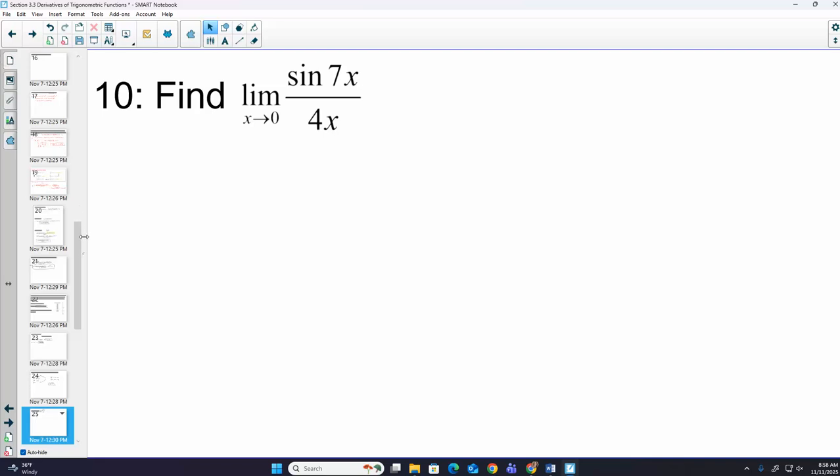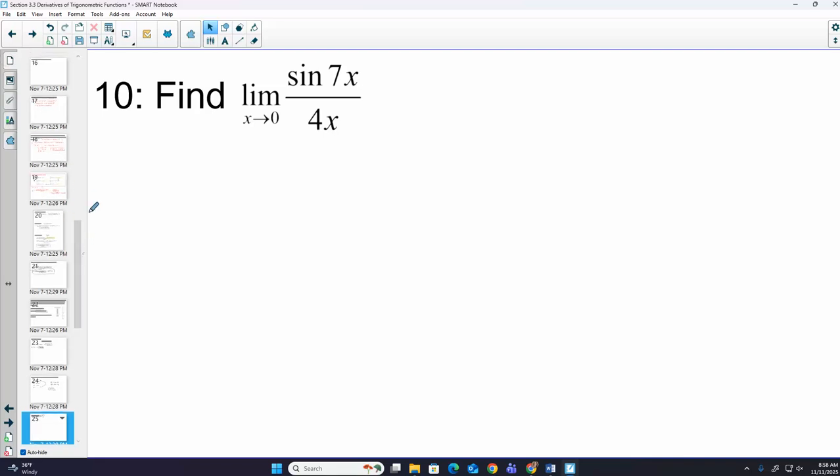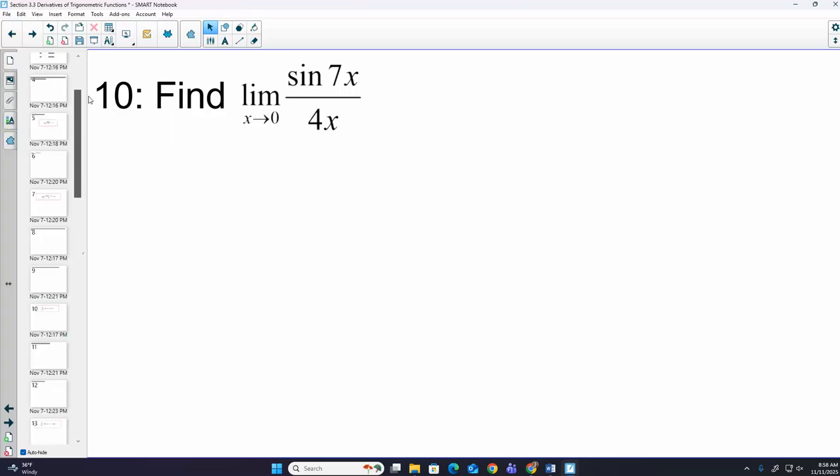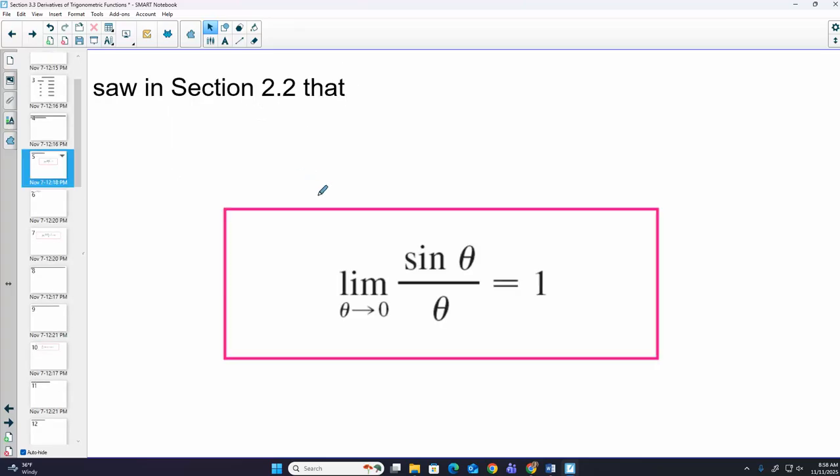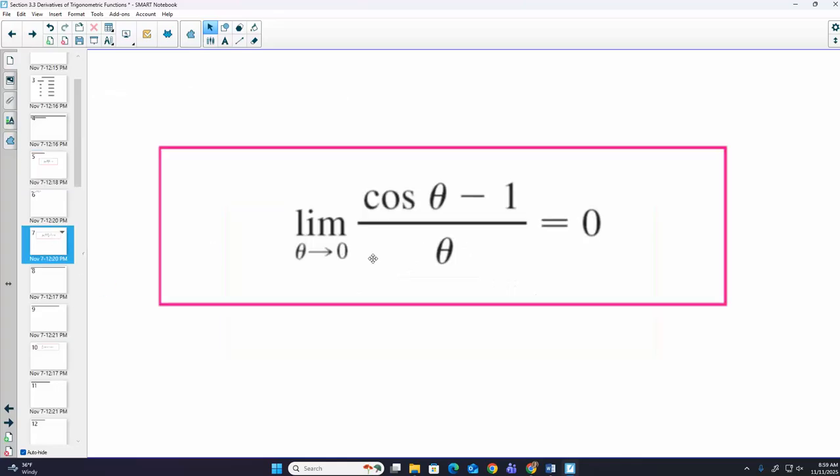Beginning of this section, we did have a couple results. Remember, as theta approaches 0, sine theta over theta turns into 1. We also derived a cosine version, but I said as long as you know the sine version, you'll be okay.